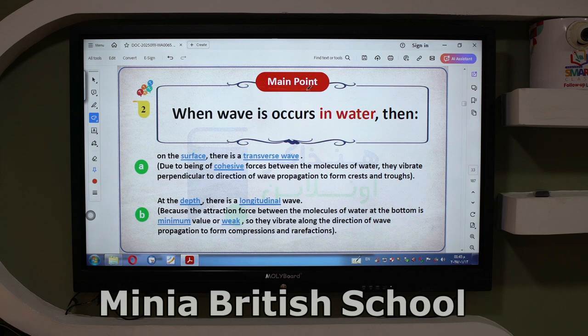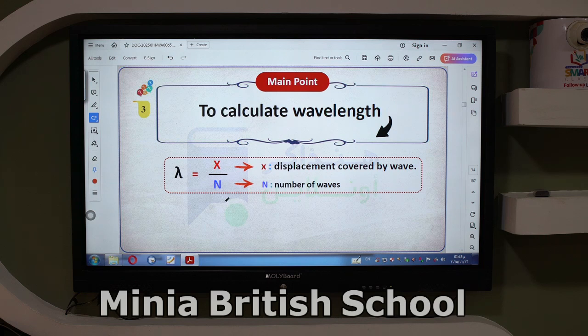Main point: when a wave occurs in water, then on the surface we have a transverse wave, but at the depth we have a longitudinal wave. To calculate the wavelength, lambda equals x over n. x is the displacement covered by the wave, and n is the number of the waves.